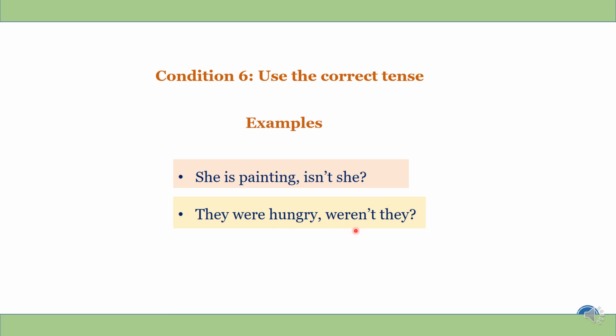They were hungry, weren't they? Again the same tense. They were hungry. So we are using the same tense in the question tag also. Weren't they? He has a college degree, hasn't he? Again, the same tense is being used in the question tag also.